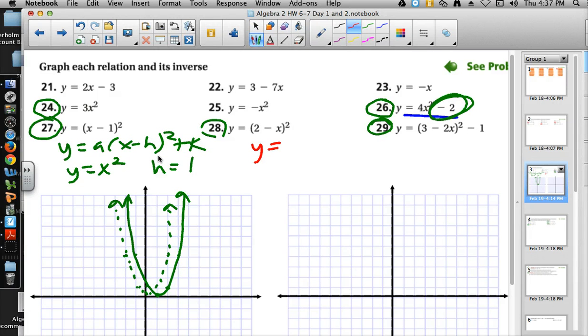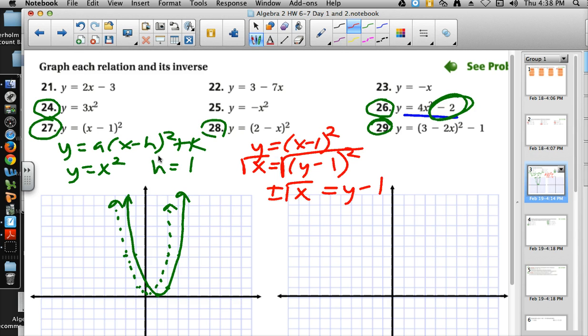So if it's y equals the quantity x minus 1 squared, I have to switch my x and my y. And then I'm going to need to get rid of that squared in order to get to my y. So that means I'm going to have to take the square root right away. And that gives me that little plus or minus piece there. And then I would add 1.